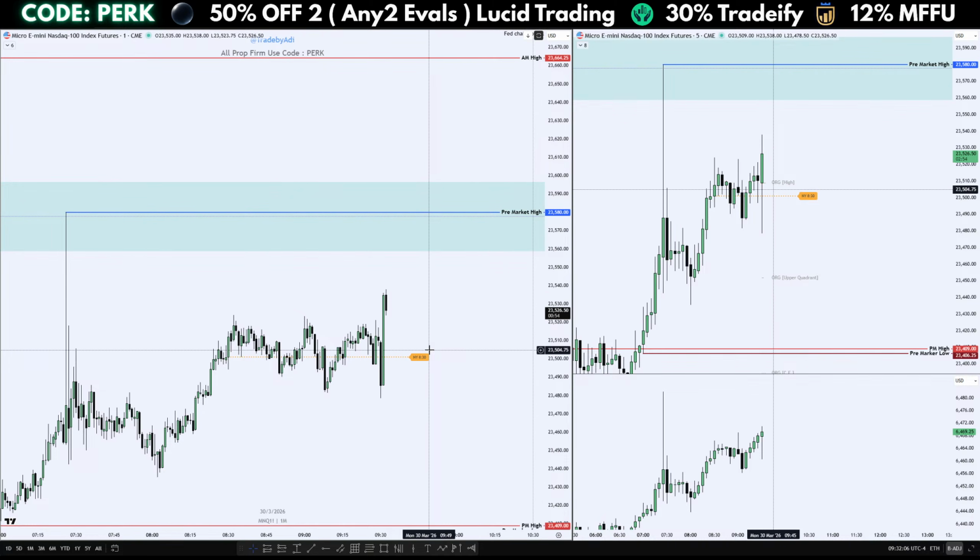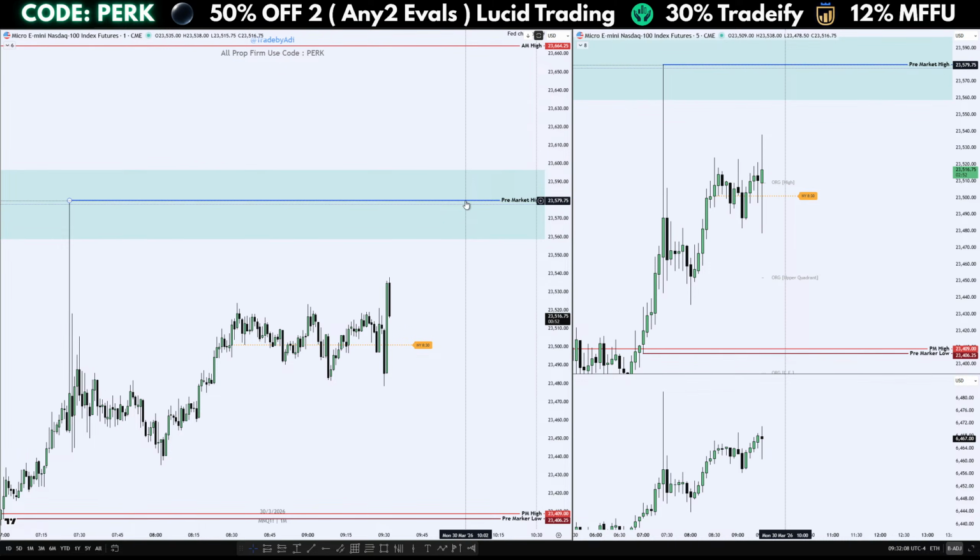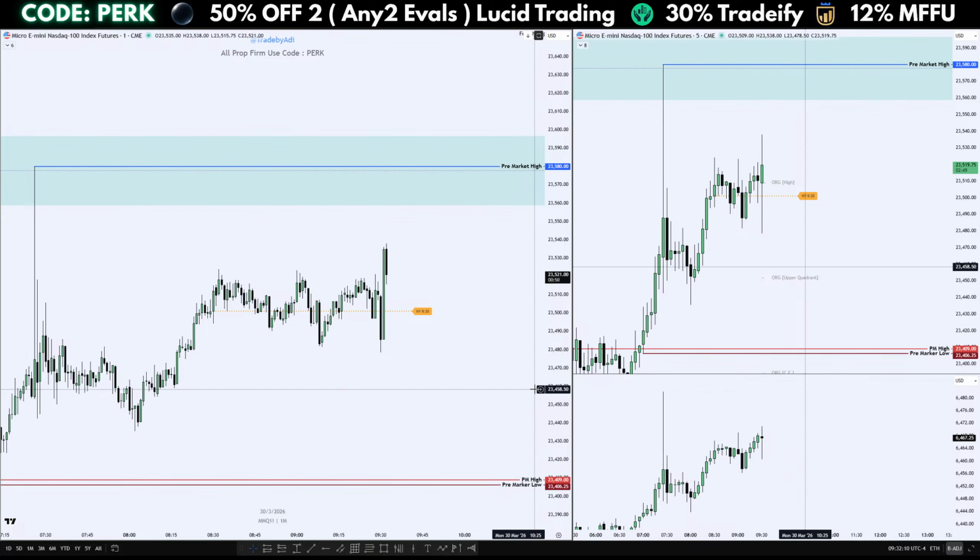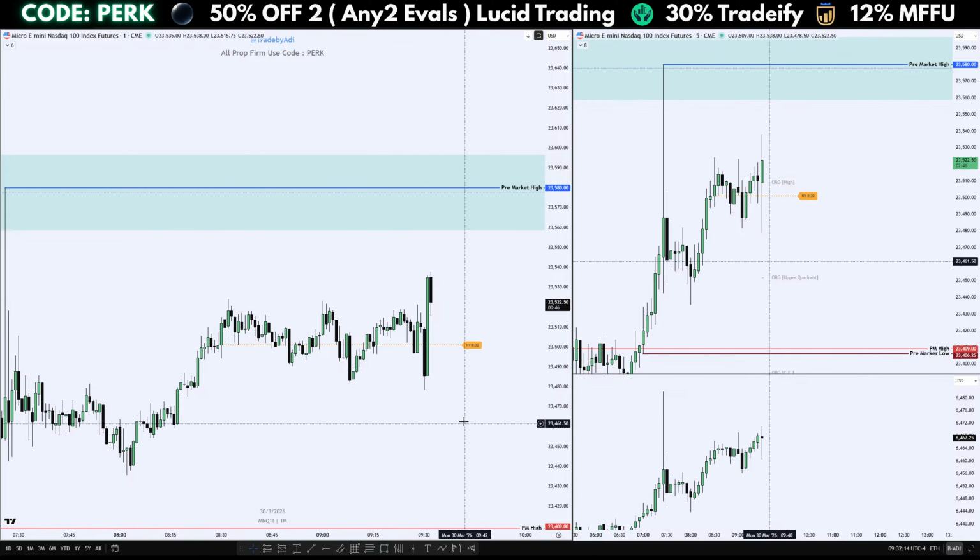So what is the nearest session liquidity? We do have this session liquidity, and we're going to look for whether we form any fair value gap or not.